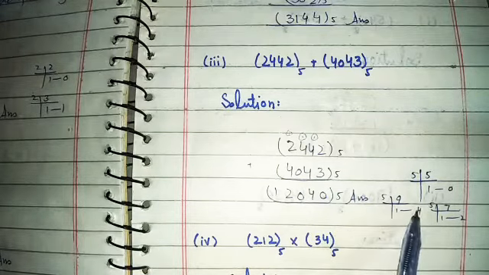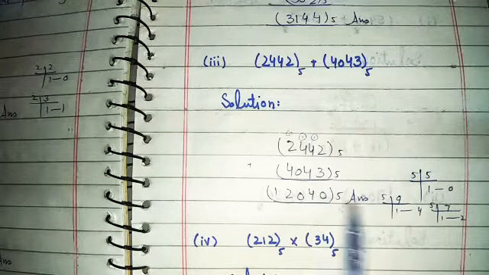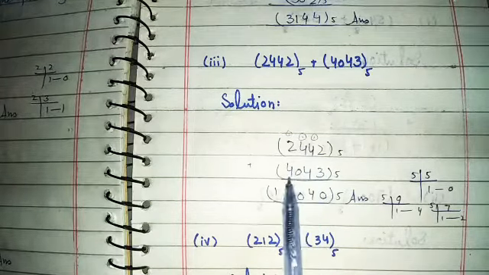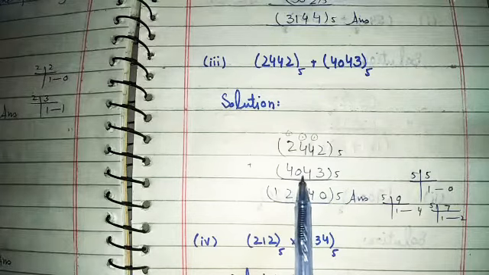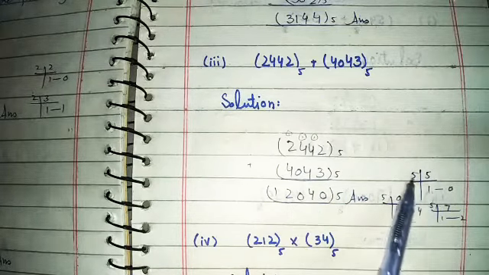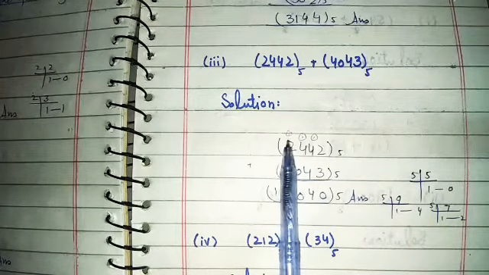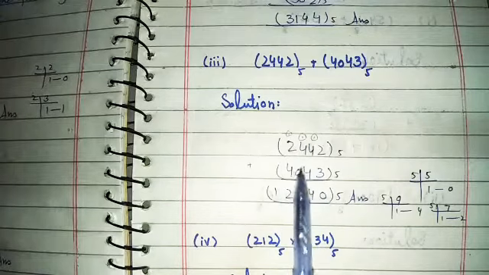Then 5 ones are 5 and 4 is a remainder, so we will write here 4 and 1 carry to the next column. 1 plus 4 is 5, then 5 plus 0 we got 5. We cannot write 5, so we will divide it. 5 ones are 5 and 0 is our remainder, so we will write here 0 and 1 carry to the next column. 1 plus 2 is 3, 3 plus 4 is 7.